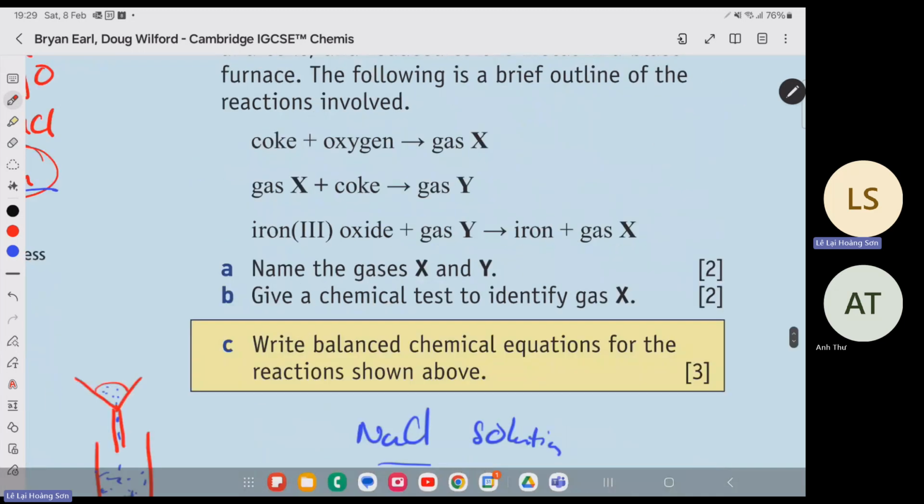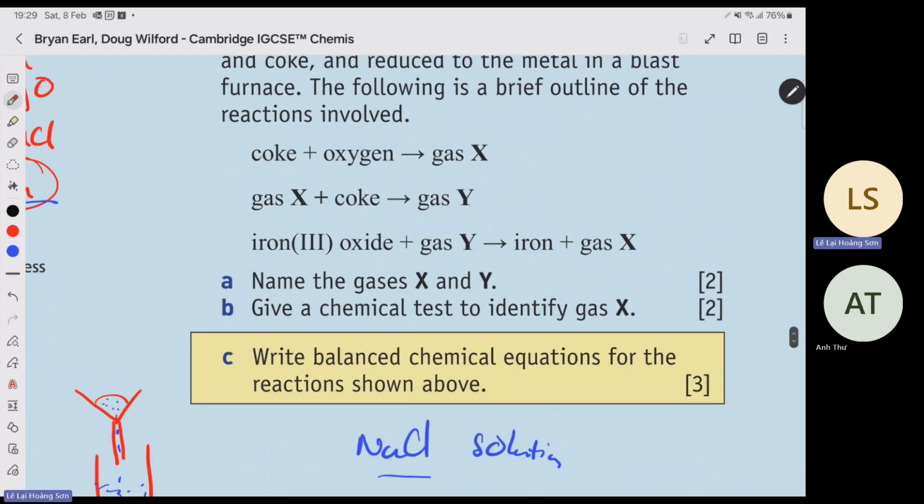All right, so we talked about this one before. Can you tell me what gas X and gas Y are? Gas X will be carbon dioxide. Gas Y is carbon monoxide.